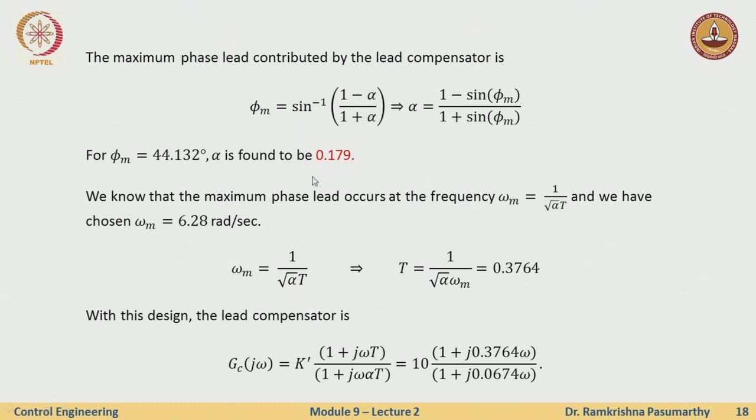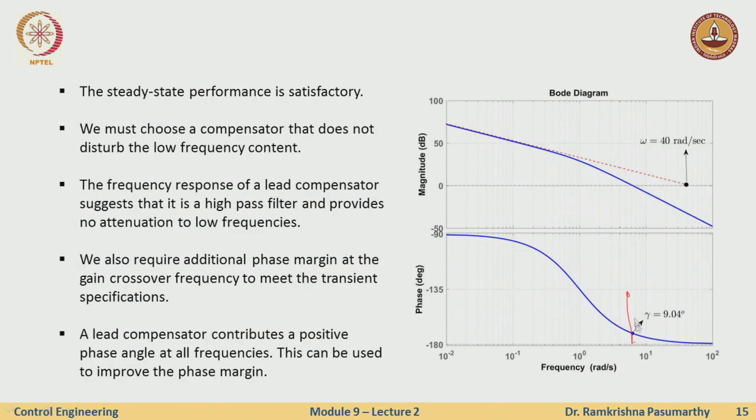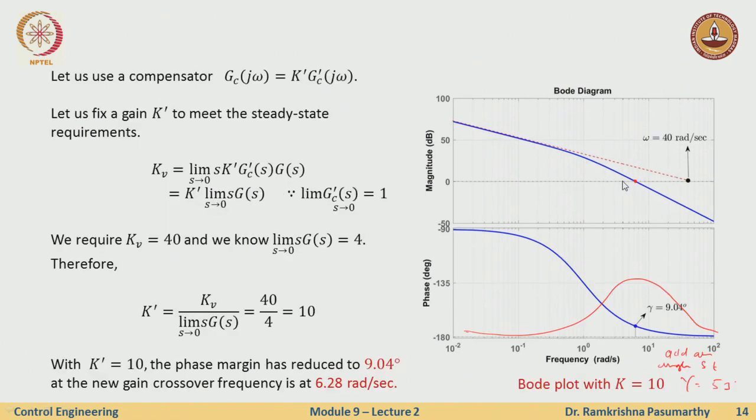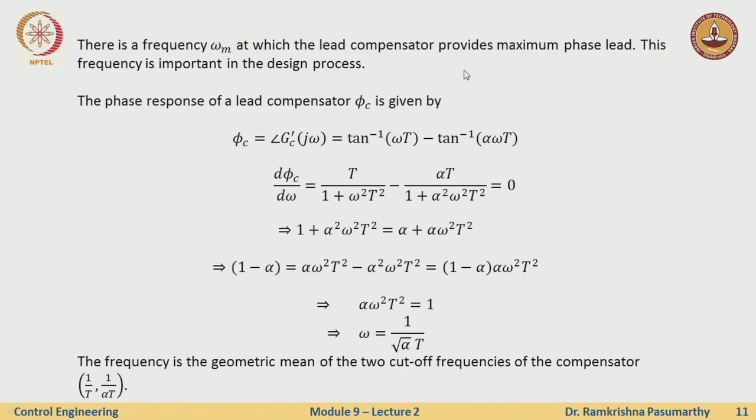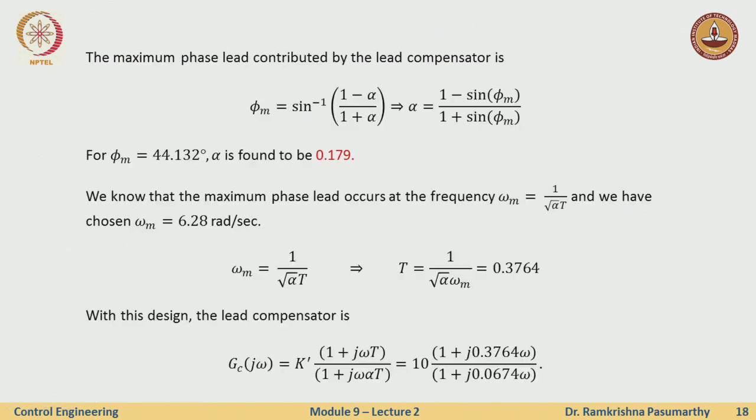Now, this phi m, the maximum phase lead, I know that it should occur at the gain crossover frequency. Here I want this to be 53 at this frequency. Now, this frequency will be my omega m. Okay. Now, once I know omega m and alpha, I can find out what is T, because this omega m occurs at the geometric mean of these two cutoff frequencies. So, now I know alpha and omega m, so I can compute T, based on the formulas which we derived.